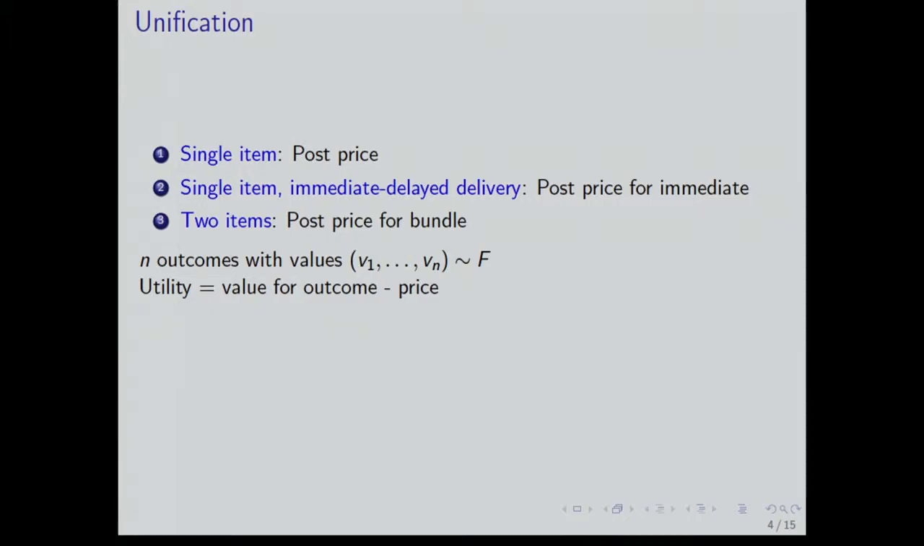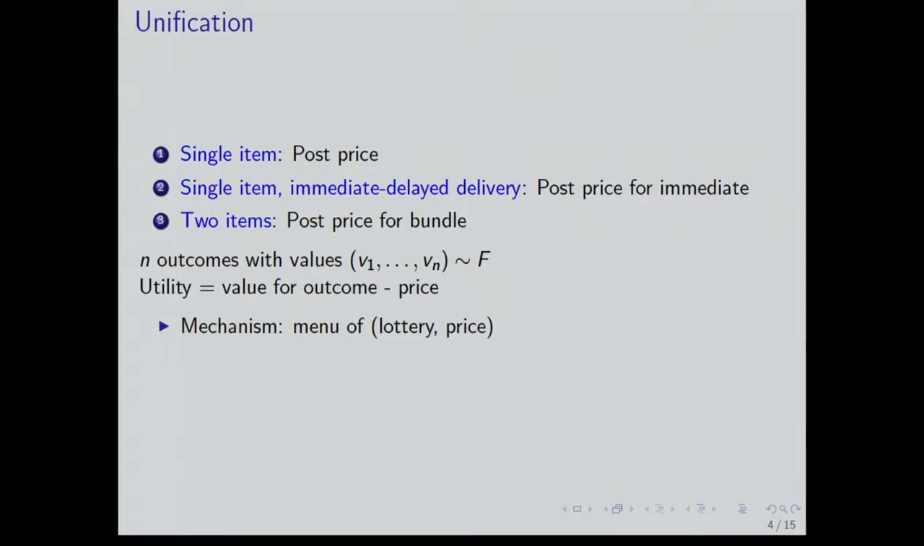So let's see that we can fit all these 3 examples in this model. In example number 1, there was only 1 outcome, that the buyer gets the item. There was 1 value that was coming from a distribution. In the second example, there were 2 ways to deliver. There is a v for immediate delivery, a value for delayed delivery. So there are 2 outcomes. In example number 3, there were 3 outcomes. Do you get the bundle? Do you get item 1 only? Do you get item 2 only?